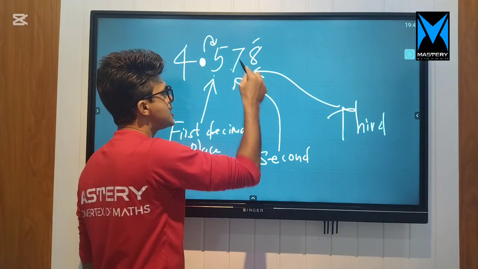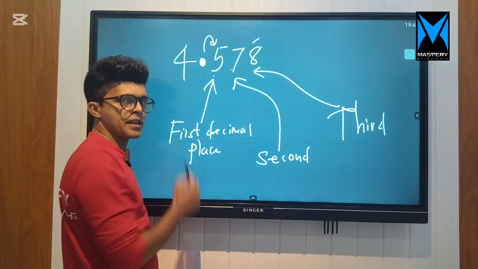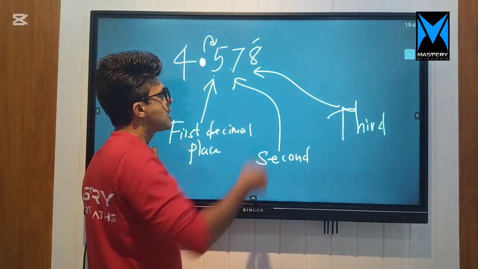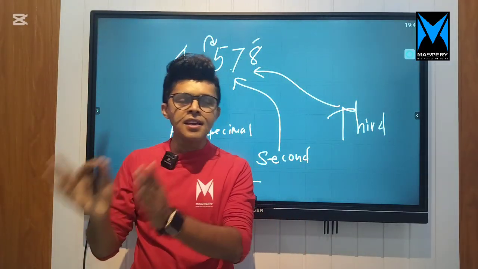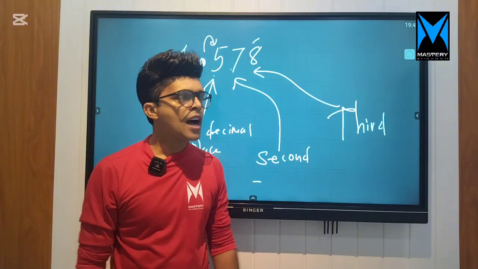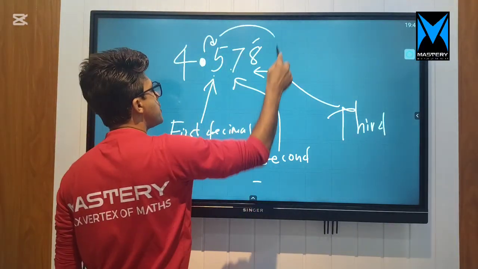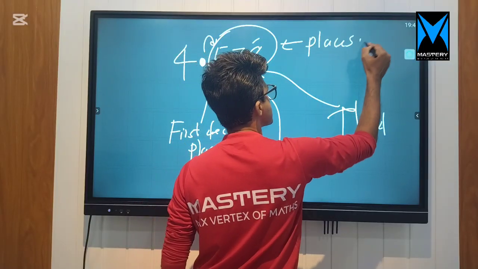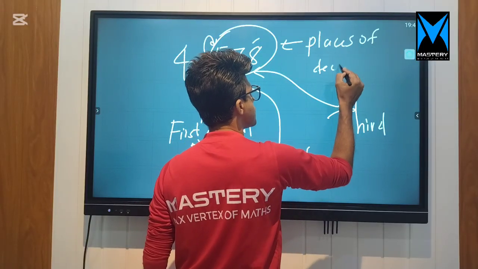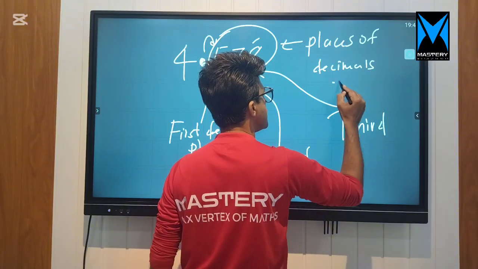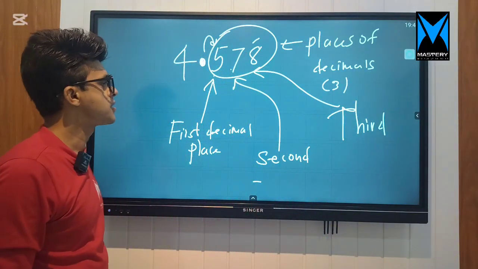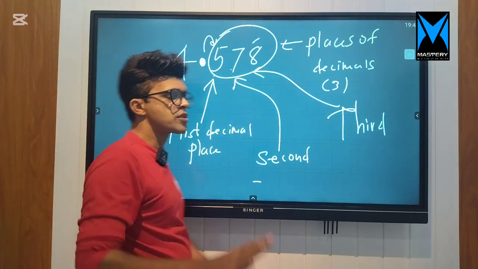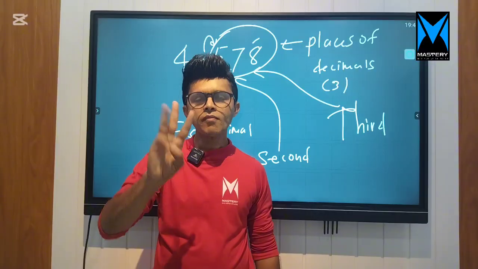5 is the digit found in the first decimal place. 7 is the digit found in the second decimal place. 8 is the digit found in the third decimal place. Then how many places of decimals are here? 3 places of decimals. Here is a place, here is a place, here is a place. So there are 3 places of decimals in this question.